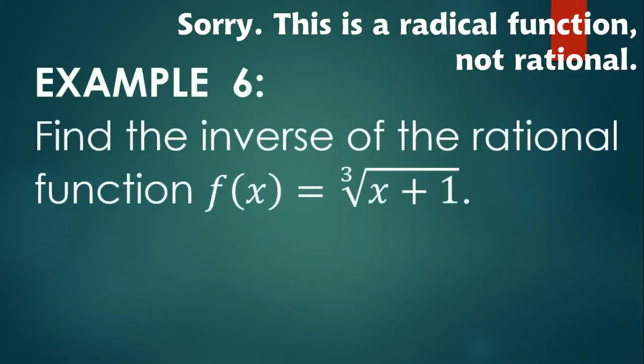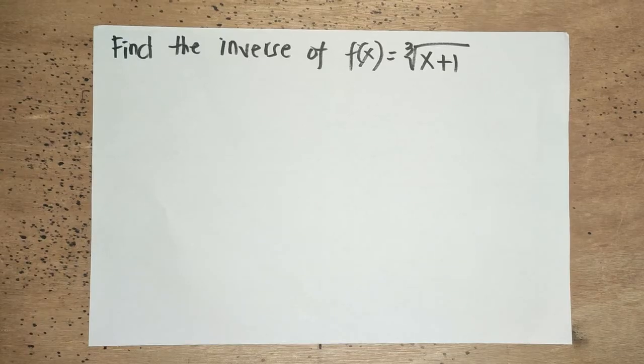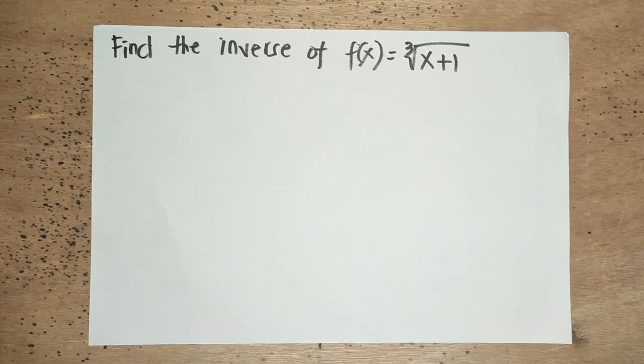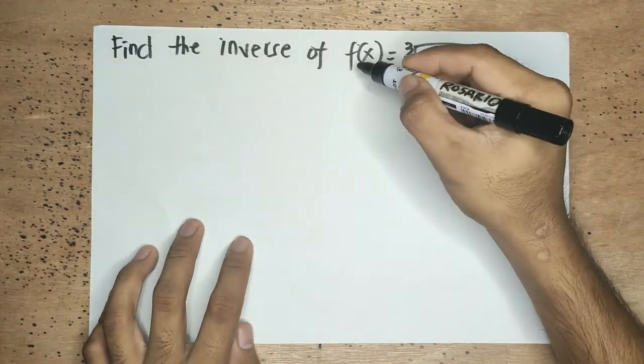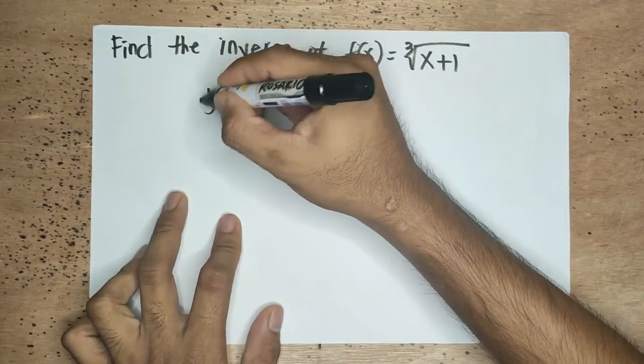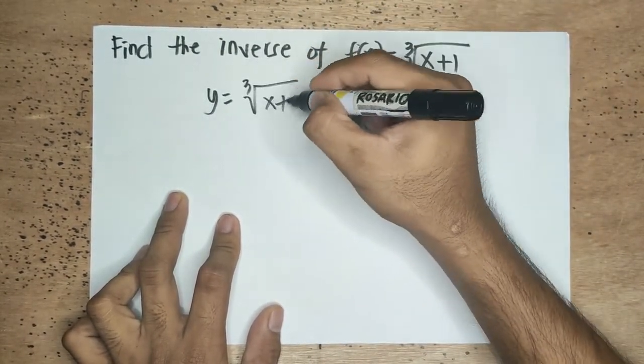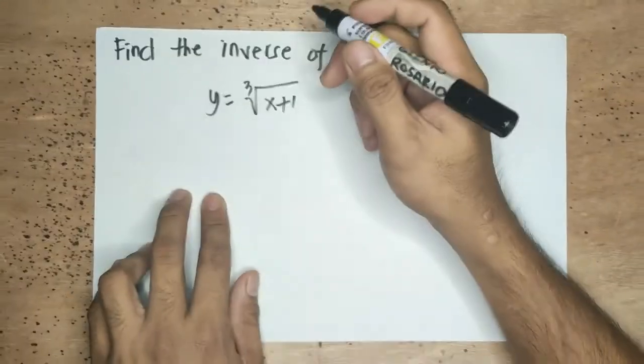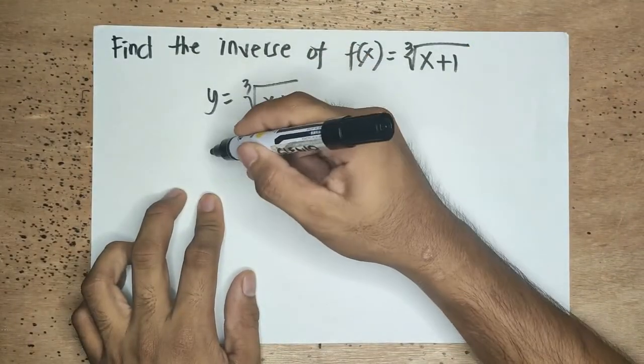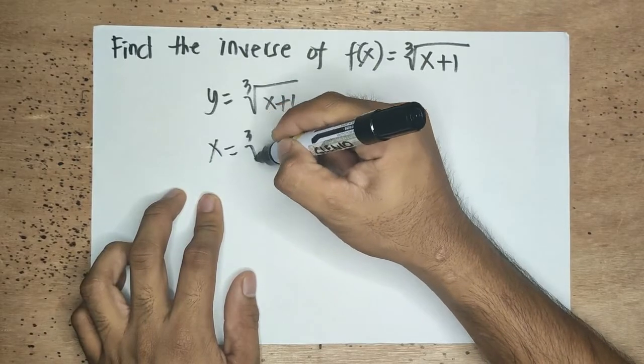Example number 6. Find the inverse of the rational function f of x is equal to cube root of x plus 1. For the solution, watch this video. So we find the inverse of f of x is equal to cube root of x plus 1. So the first step, we replace f of x using y. We have y is equal to cube root of x plus 1. Second step, we interchange the variables. Y will be x and x will be y.